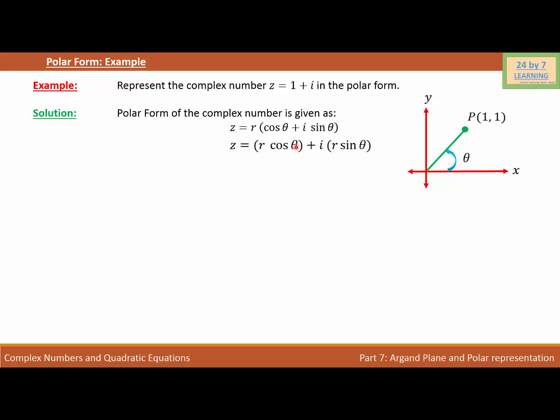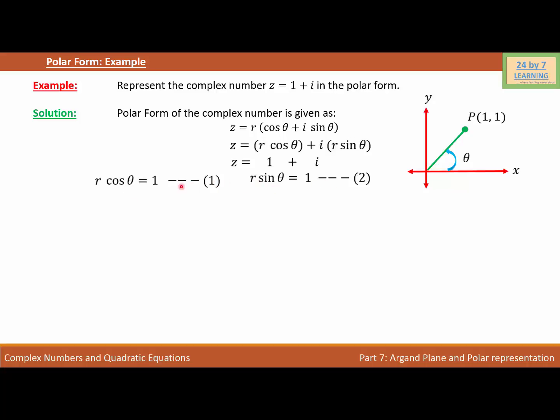Now I'm going to compare this equation with the actual complex number. I will write the actual complex number below this one, which is z equals 1 plus i. If I compare, I will get r cosine theta equals 1, which is my first equation, and r sine theta equals 1, which is my second equation. So I have two equations.